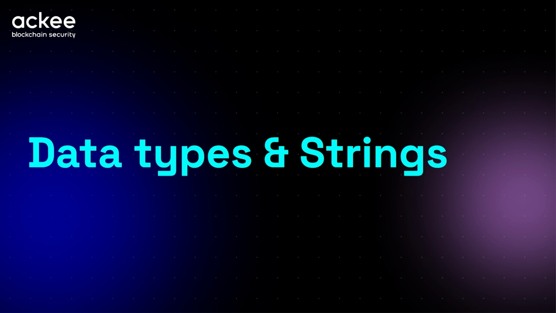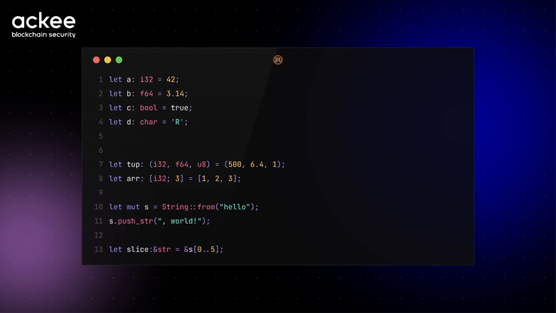Let's now talk about the data types and strings. In Rust, you can have primitive data types. For example, as I was talking about, unsigned 32 bits long integers or unsigned 8 bits long integers. You can have signed 32 bits long integers. You can have floats, both 64 or 32 bits long. We have also booleans, and we have also characters.